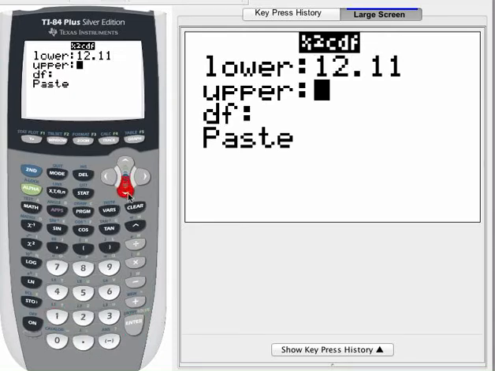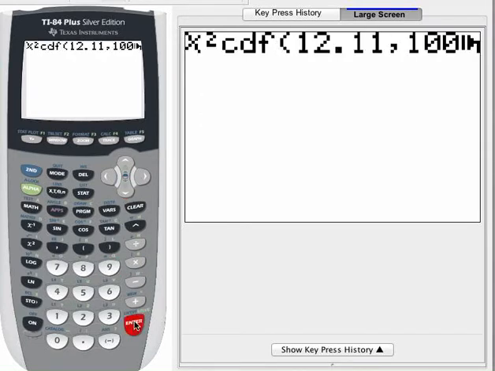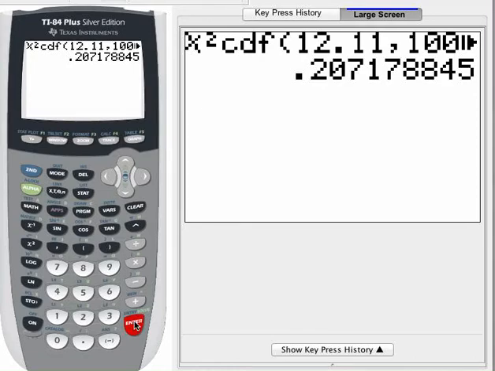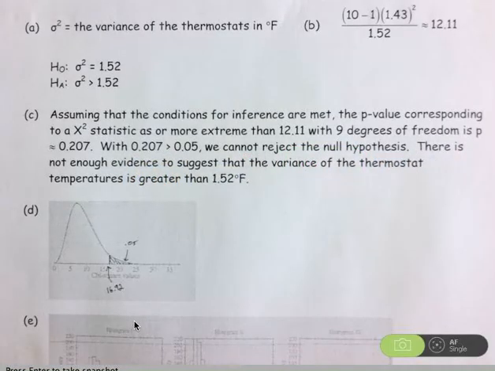The upper boundary, you should put in a large number. I'll put in 1,000. That should be plenty good. The degrees of freedom are 10 minus 1, or 9 in this case. That's given to you in the statement of the problem. So here's the p-value, 0.207. That needs to be calculated and stated somewhere in the problem. That is one component of this question.